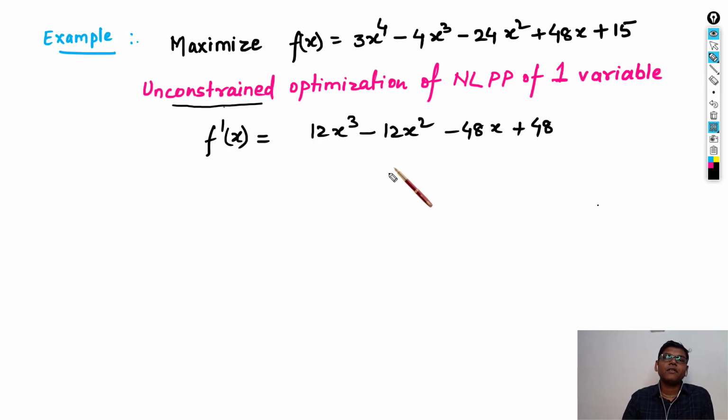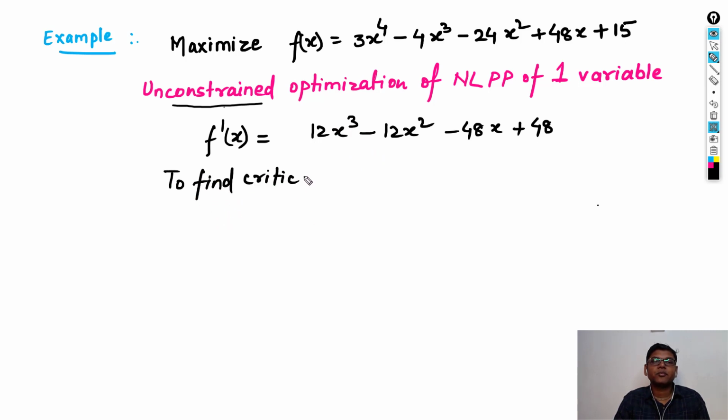So this is the value of f prime x. Now if we want critical points, what I have to do? Critical points means the points where you will be getting either maxima or minima. Those points are known as critical points. To find critical points, equate f prime x equal to 0.